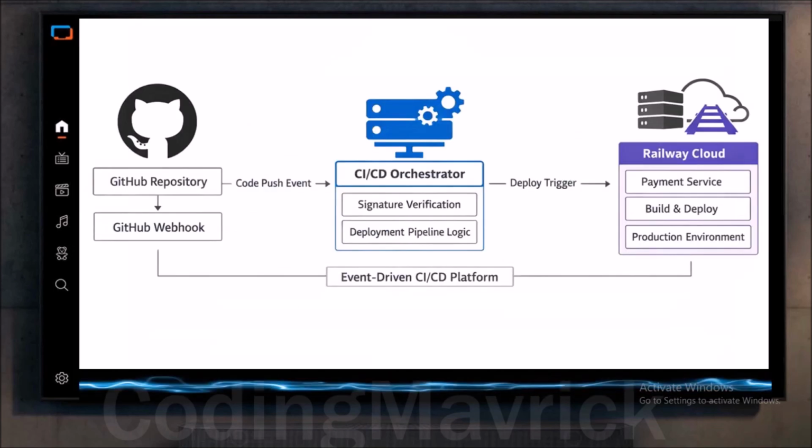Viewers, by the end of this tutorial, you will have a fully working, event-driven CI/CD platform where GitHub triggers deployments, your orchestrator controls the pipeline logic, and Railway Cloud handles the infrastructure, giving you a true understanding of how modern CI/CD systems work behind the scenes. So viewers, stick around and don't go away.